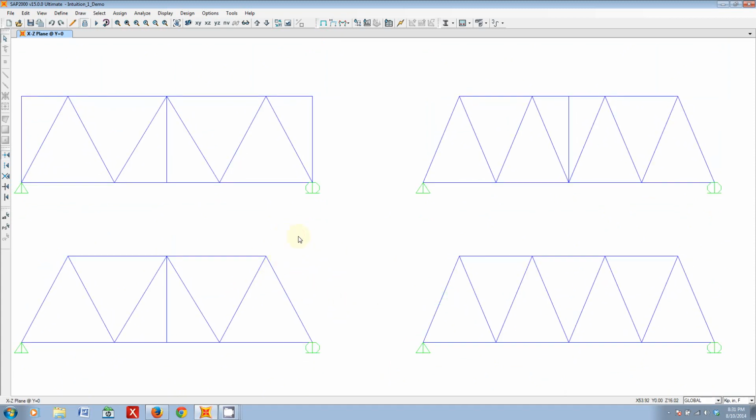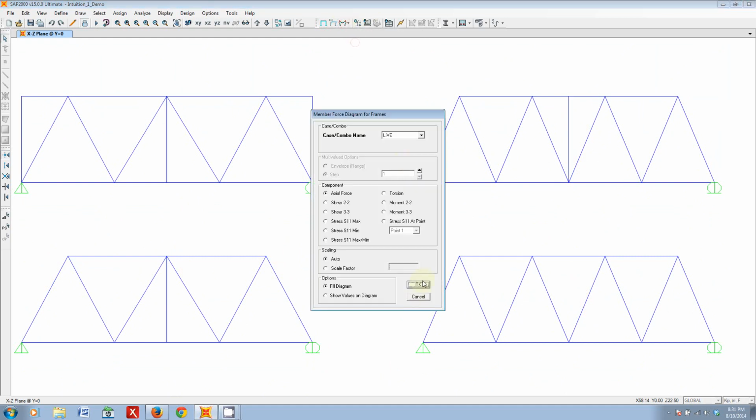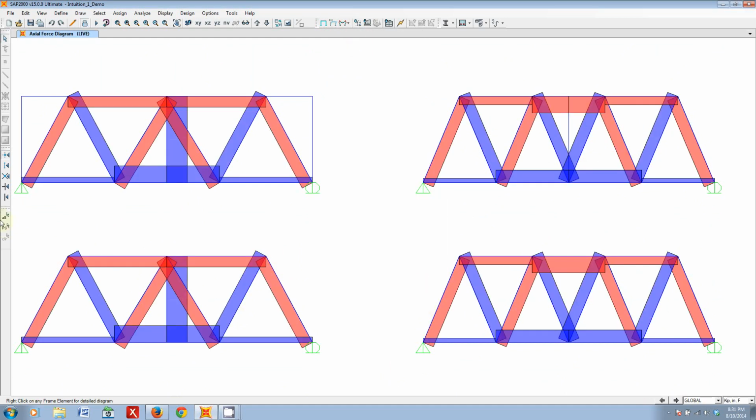In this case, I'm just removing the zero force members from this one, so it should behave exactly the same. And then this one, I'm removing that zero force member in the middle, so it should behave exactly the same. Is that the case? Yes, it is!